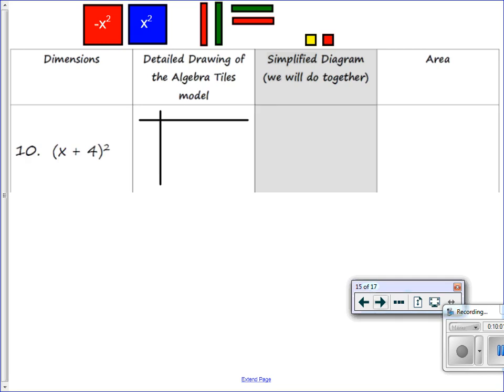Now let's go down to number 10. How is this problem different than the other ones we've had so far? We have that exponent of 2. So what do we do? We just multiply. Don't you just distribute it, like put it on each side? Yeah. Okay.